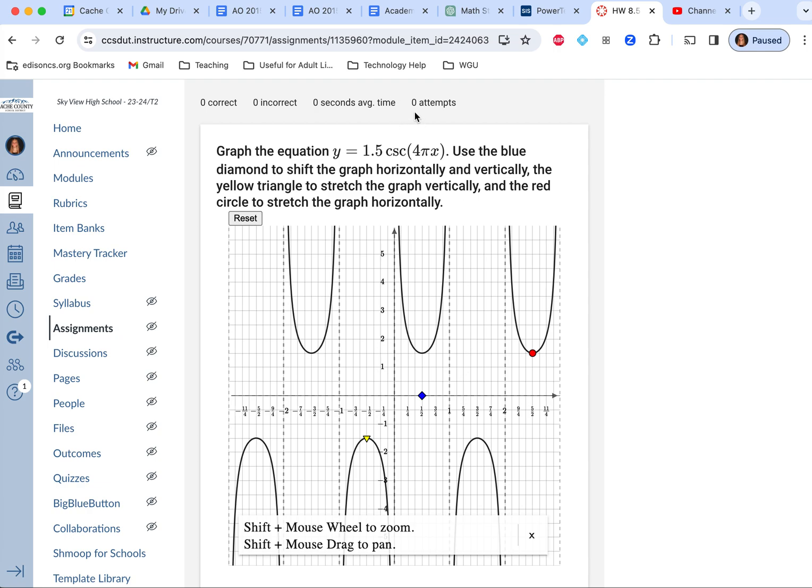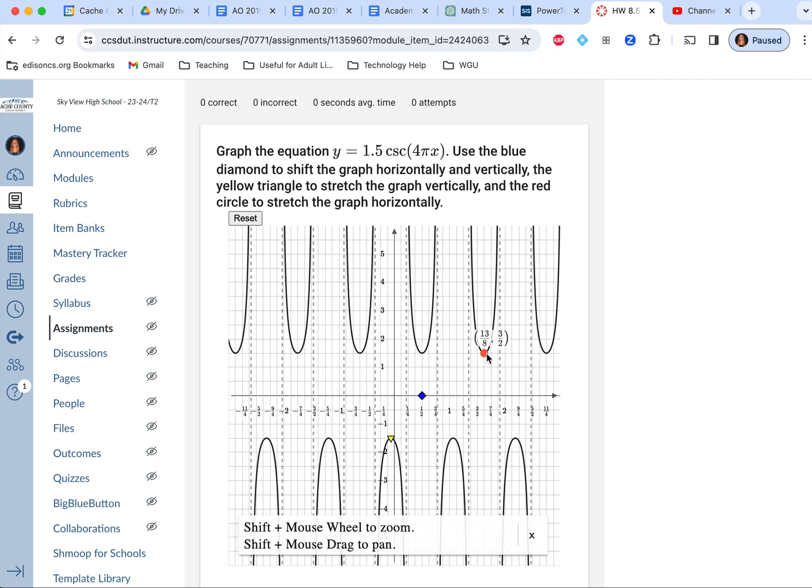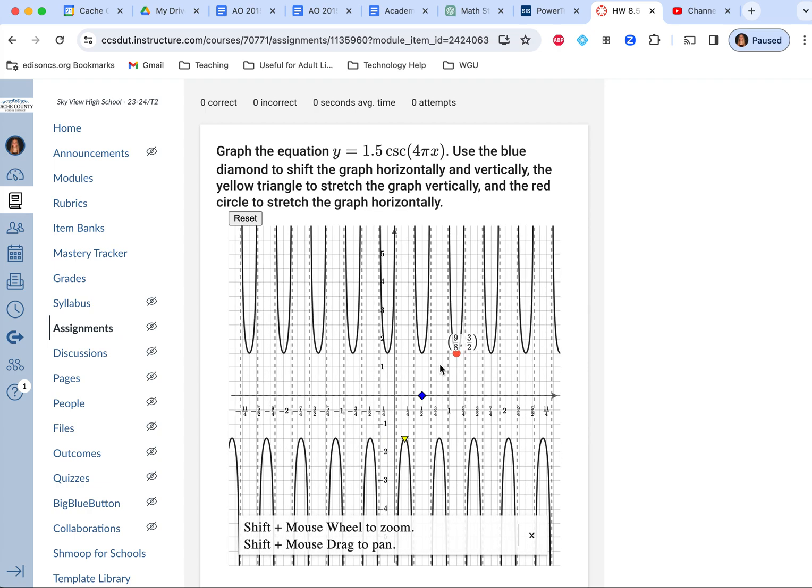So I do 2 pi over b, and 2 pi over 4 pi is 1/2. So that means this third asymptote needs to be clear over here at 1/2. It's going to squish it quite drastically. Now the trick to get the asymptote right there, because it's kind of tricky if I try to just drag this right now, it's quite challenging to get the asymptote right there.